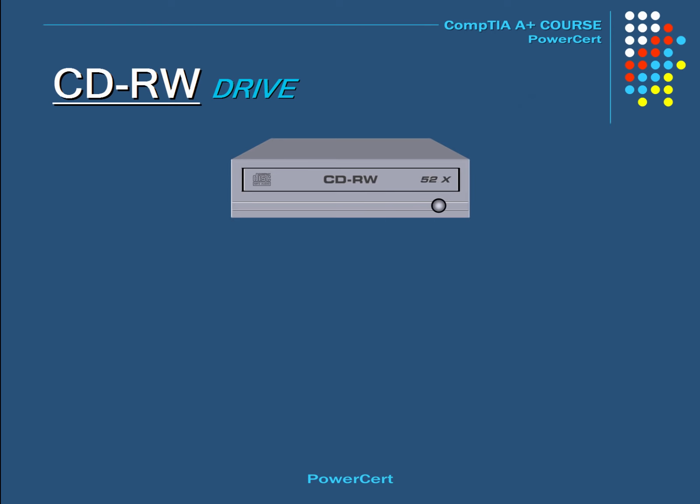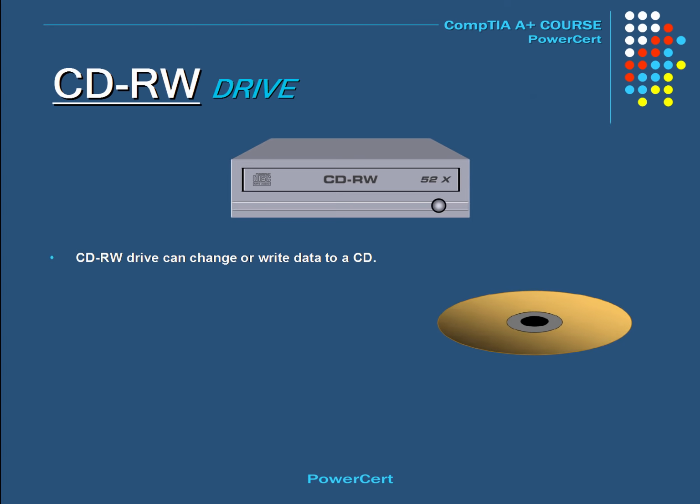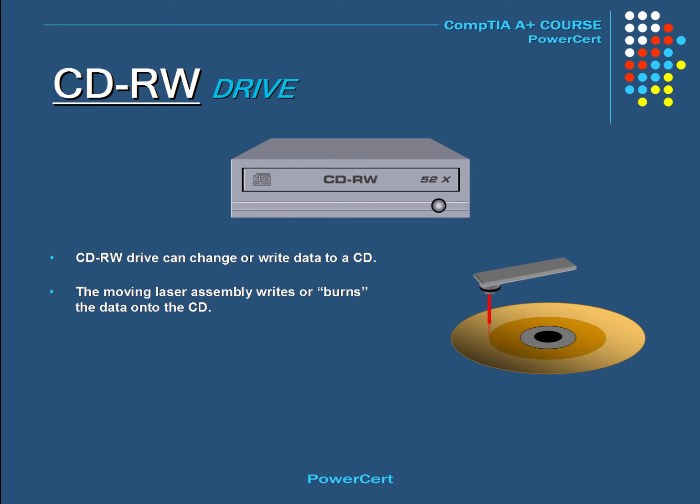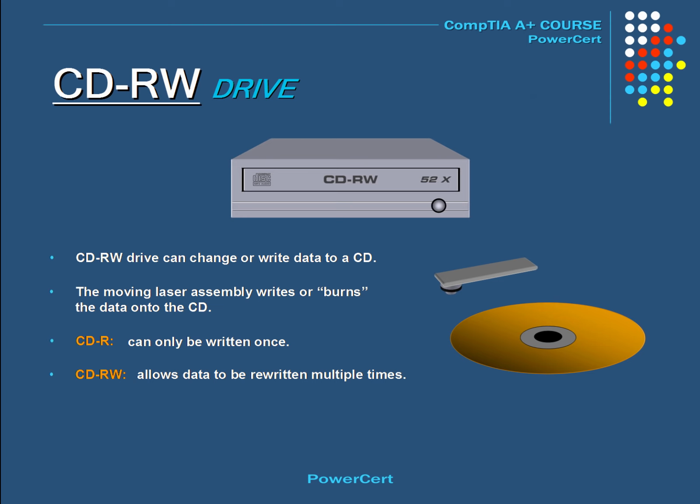CDRW stands for Compact Disk Rewritable. A CDRW drive can change or write data to a CD. It has a moving laser assembly that writes or burns the data to a CD. Now there are two different kinds of CDs that can be written to: a CDR, which stands for CD recordable, or a CDRW, which stands for CD rewritable. Now CDRs can only be written to once, but a CDRW allows data to be rewritten multiple times. And CD-ROMs hold approximately 700 megabytes of data.